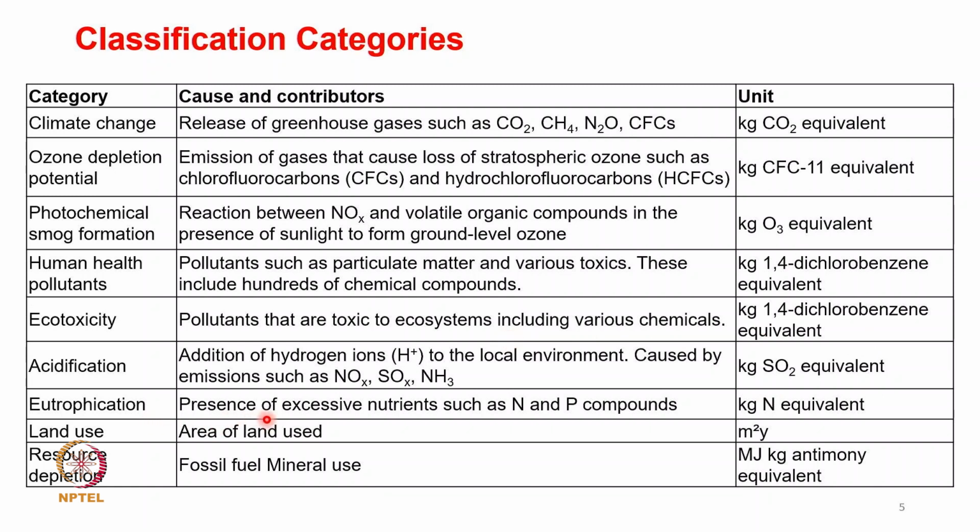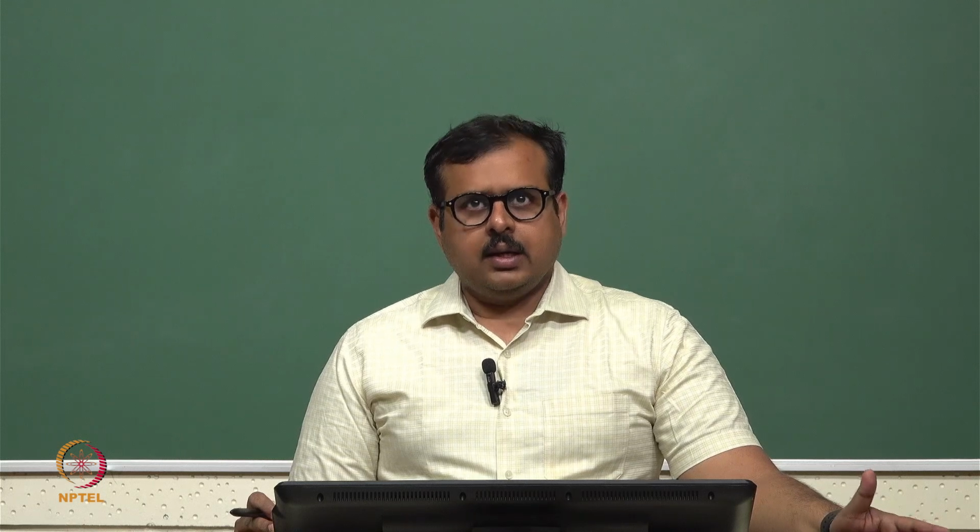Next is eutrophication, which is the presence of excessive nutrients such as nitrogen and phosphorus compounds. This is kilograms of nitrogen equivalent. And land use, of course, the area of the land use. And eventually resource depletion, the fossil fuel and mineral use, which is typically computed as antimony equivalent. So these are the corresponding classification and the corresponding conversion.